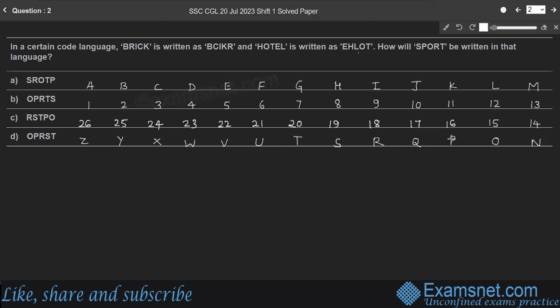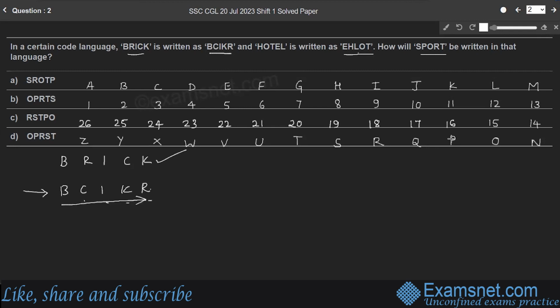Question 2. In a certain code language, brick is written as BCIKR. Hotel is written as EHLOT. How will sport be written in that language? Here, the code for brick, so BRICK, its code is BCIKR. So this code is written according to the ascending order of the positional values of the letters in brick. Here the letters are B, C, I, K, R. So these are the letters in ascending order.